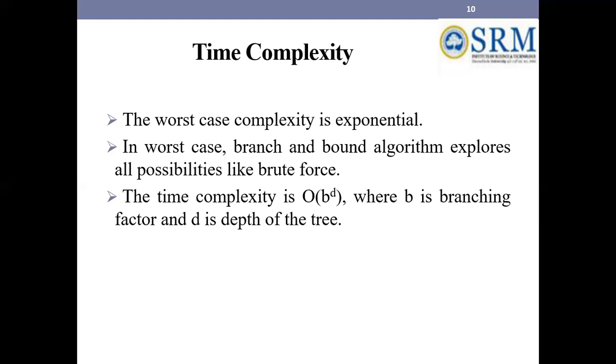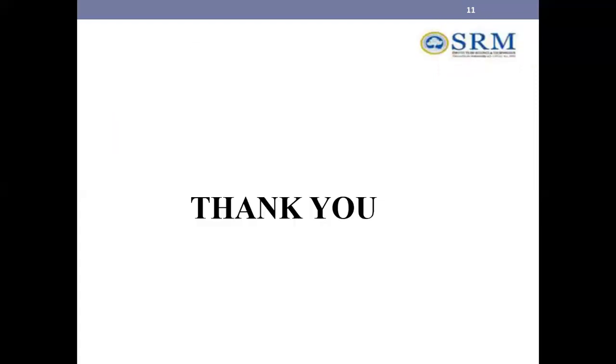So the time complexity is order of B power D. So there is exponential branching factor and depth of a tree. So the branch and bound method for solving the zero-one knapsack problem takes time in exponential order. That is, the time complexity is order of B power D.